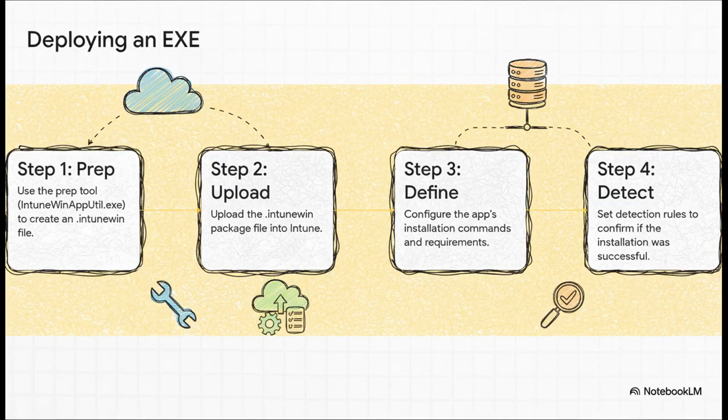Let's make this super practical. Let's say you've got a setup.exe file you need to get out there. Here's what you do in 4 steps. First, you prep the file with that tool. Second, you upload the new .intunewin package you just made. Third, you tell Intune how to install it. And finally, you set up rules so Intune can check if the installation actually worked.